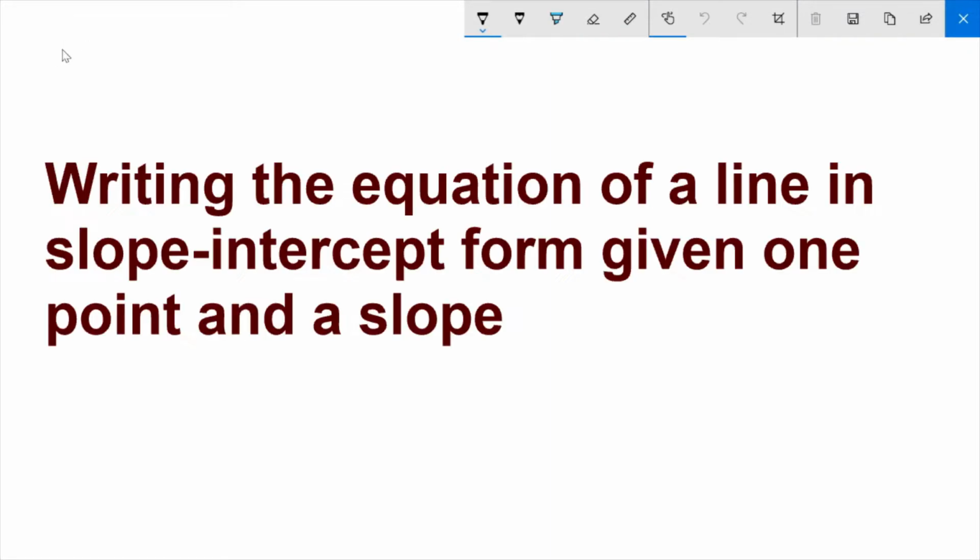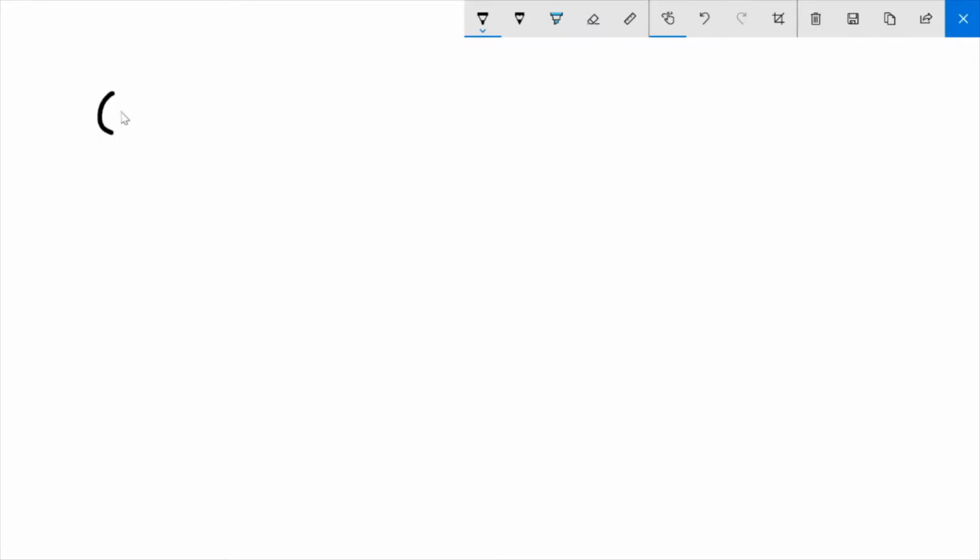Today we want to talk about writing the equation of a line in slope-intercept form given a point and a slope. So you'll be given a point like maybe (2, 4) and a slope of 5, and you're told to write the equation of a line which passes through the point (2, 4) and has a slope of 5. And this is the formula we're going to use most of the time.